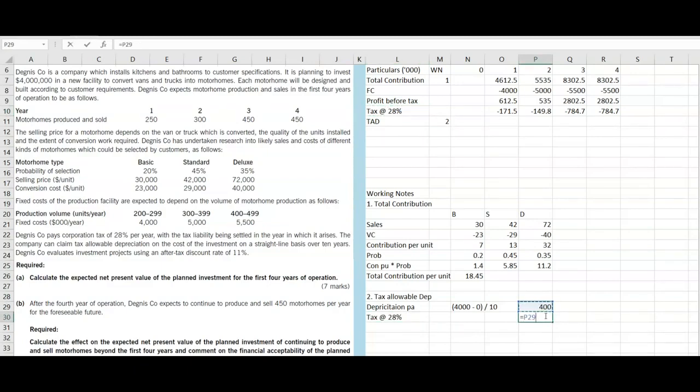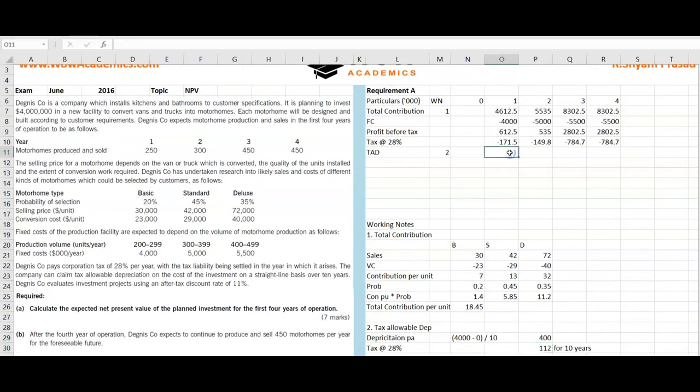But this is a positive number because it's an inflow. So it is 28%. So we get 112. So this 112 will occur for how many years? 112 will occur for 10 years. Okay, but we are going to compute the problem itself only for 4 years, so we don't need to take it for 10 years. So we'll take it as 112 for each year.